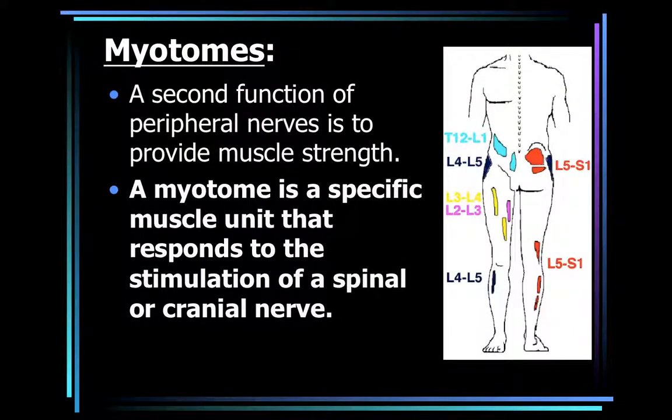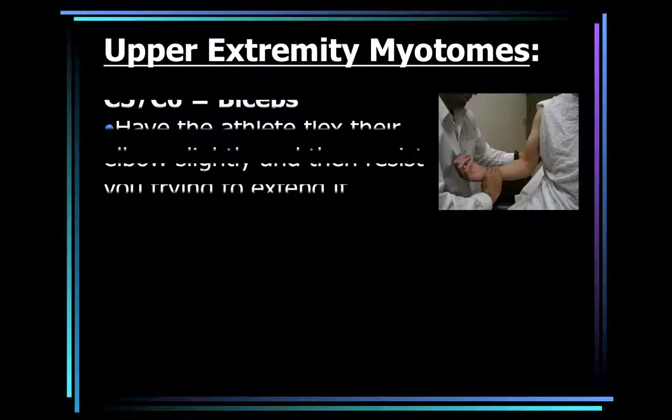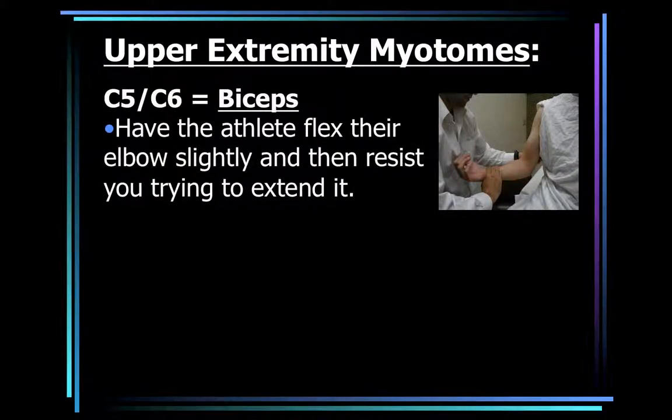As far as myotomes, I'm not going to focus a ton on these, but I just want you to be familiar with them. The myotome is a muscle unit that responds to a particular nerve. So we're going to go through these starting in the arm. When I do a muscle test, and I think I've mentioned this to you before, don't tell them to pull their arm up. Tell them to resist your force.